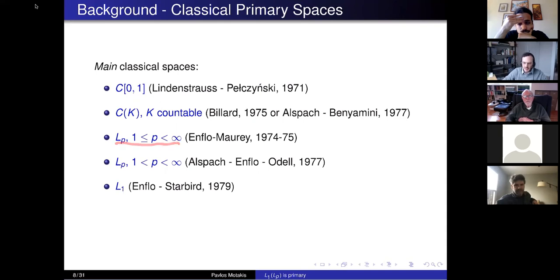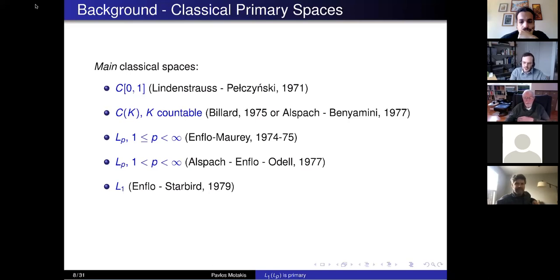Enflo and Maurey proved that capital L_p, for p in the separable range, so we're not looking at L infinity, is a primary space. A comment to be made here is that this was actually a method developed by Enflo, and the paper is written by Maurey. They did not write the paper together. It was only written by Maurey, but Maurey attributes it to Enflo, and he writes it with Enflo's permission. This is how it is stated.